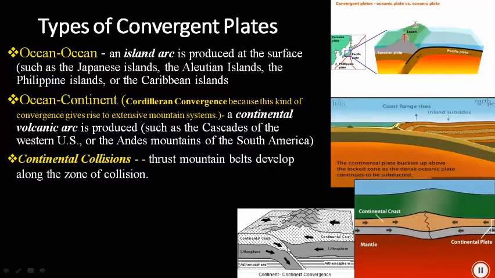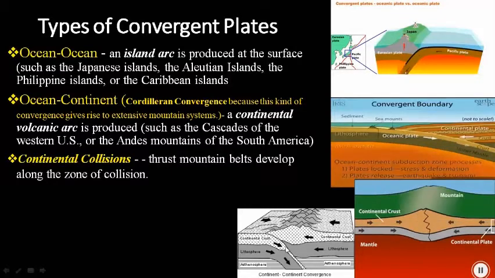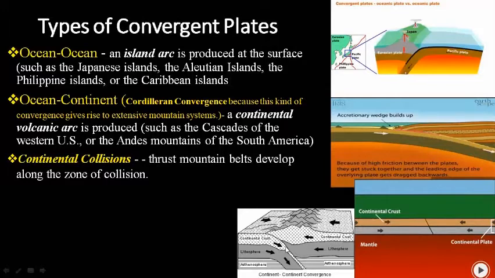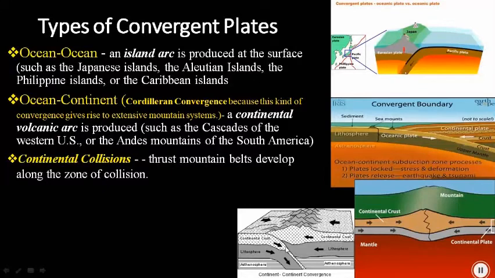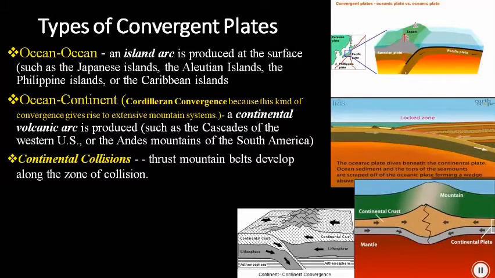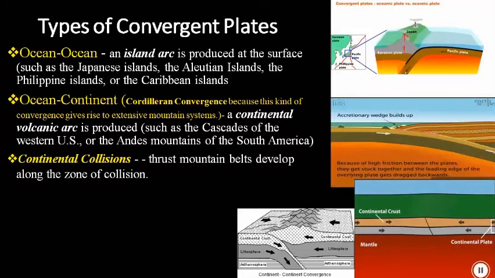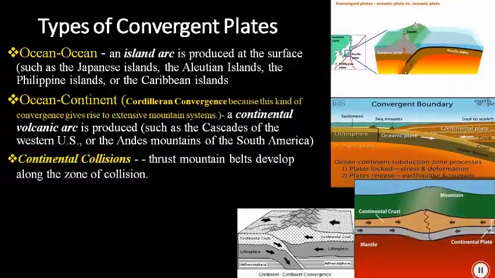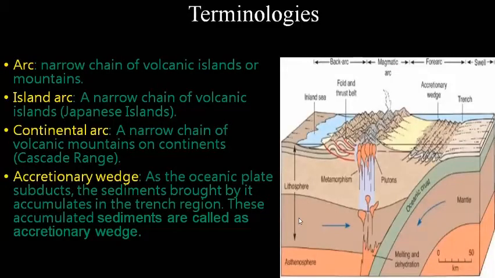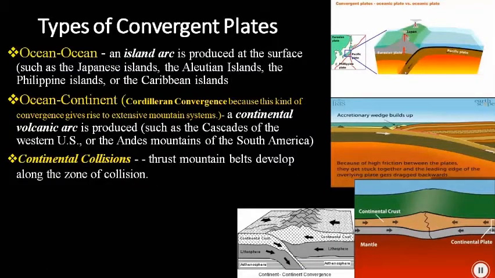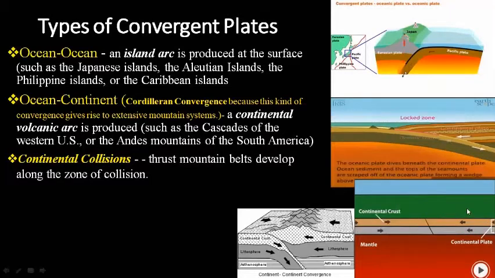So the least subduction occurs in continental collision. This zone, the 40 to 50 kilometers where it subducts, is also known as the suture zone. Now we will see more about this in a later slide. So this zone is called the suture zone.